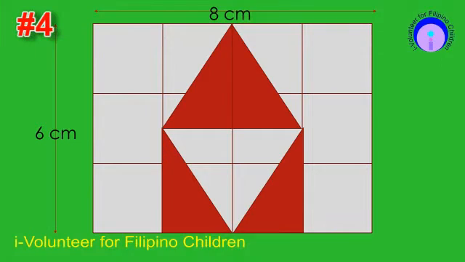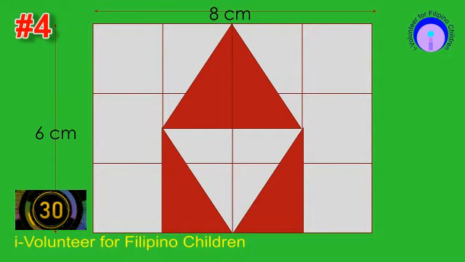Item number 4. Find the area of the red triangles. You still have 5 seconds to finish.